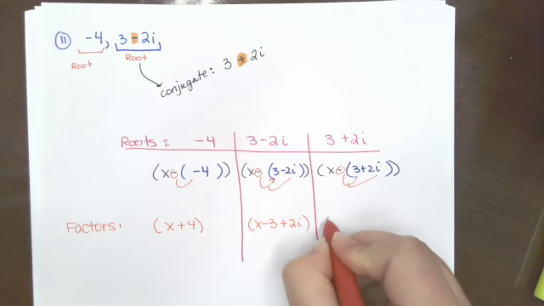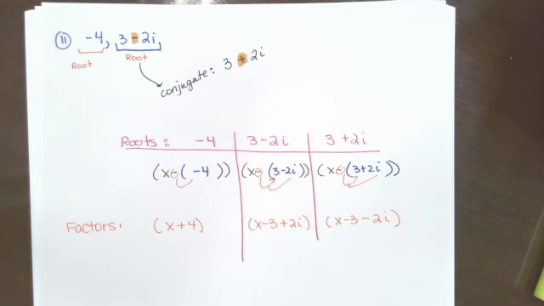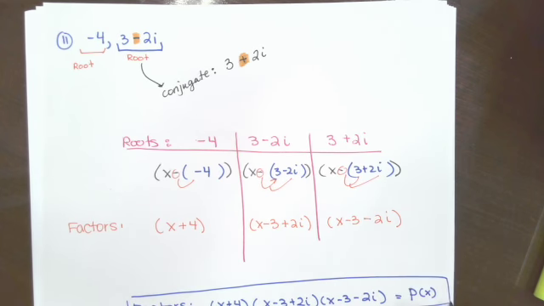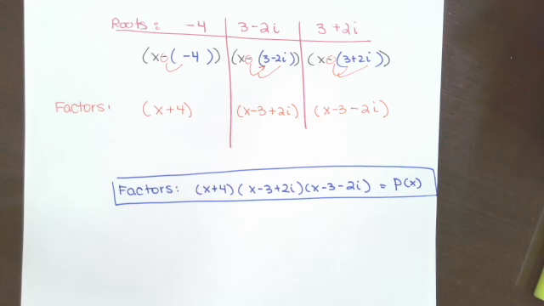If it is asking for factored form, that's it, you're done. Your answers are factors of x plus 4, x minus 3 plus 2i, x minus 3 minus 2i. This right here is in factored form. This is your answer. If it does not say factored, then, oh, you guys can't see, sorry. Then you must continue to multiply using the box method we did for question number 3 on the extra credit.